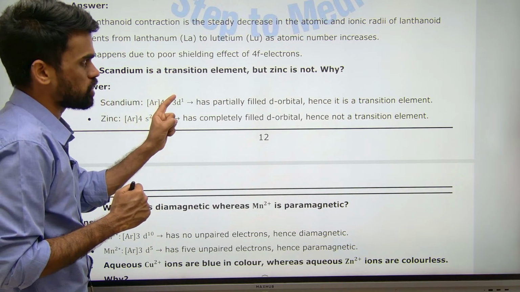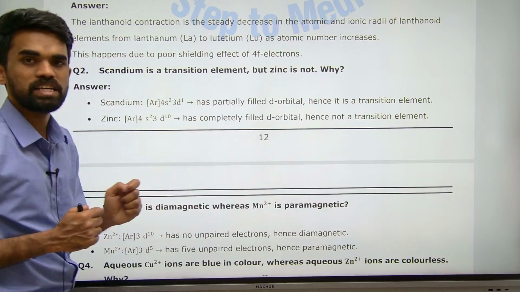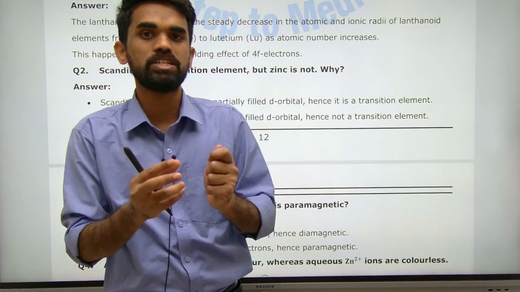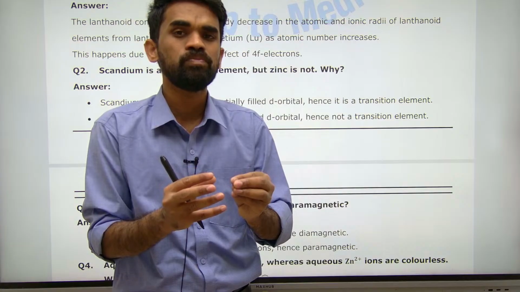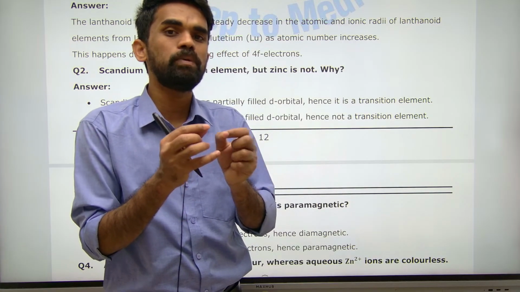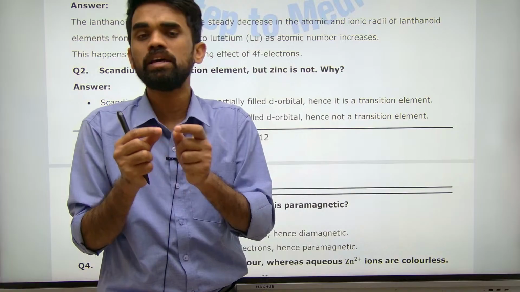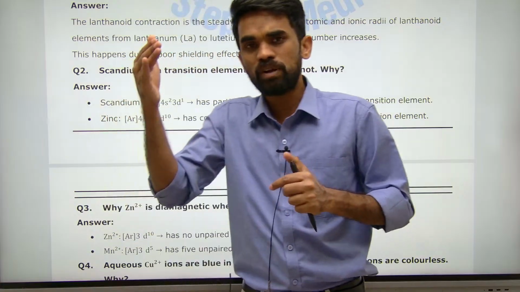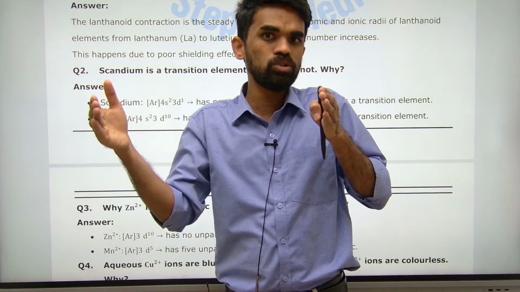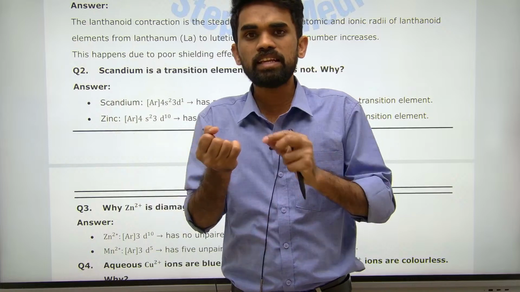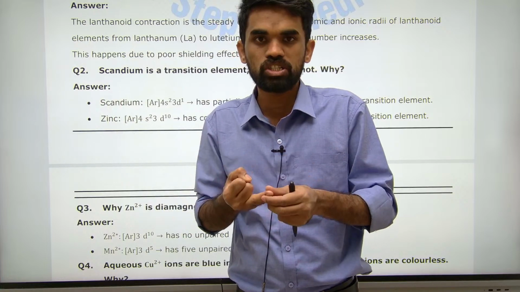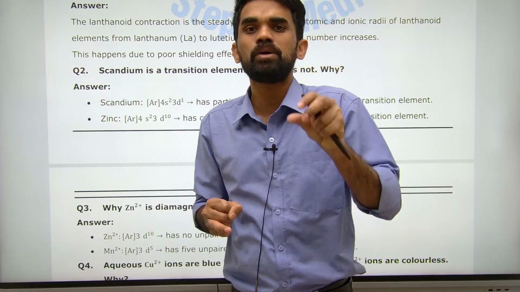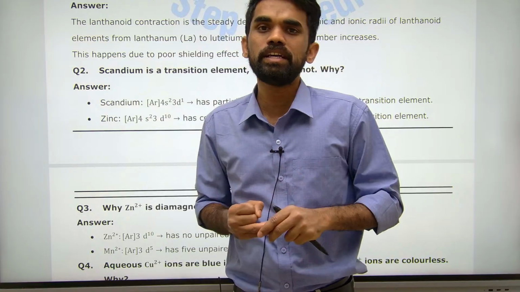Scandium is a transition element but zinc is not. What is the reason? See, how can we classify an element as a transition or a non-transition element? It is simply based on the availability of any unpaired electron or empty d orbital in their valency. For example, from scandium to copper, either in their atomic state or in their stable oxidation state, they have one unpaired electron or some empty space in the valency d orbital.